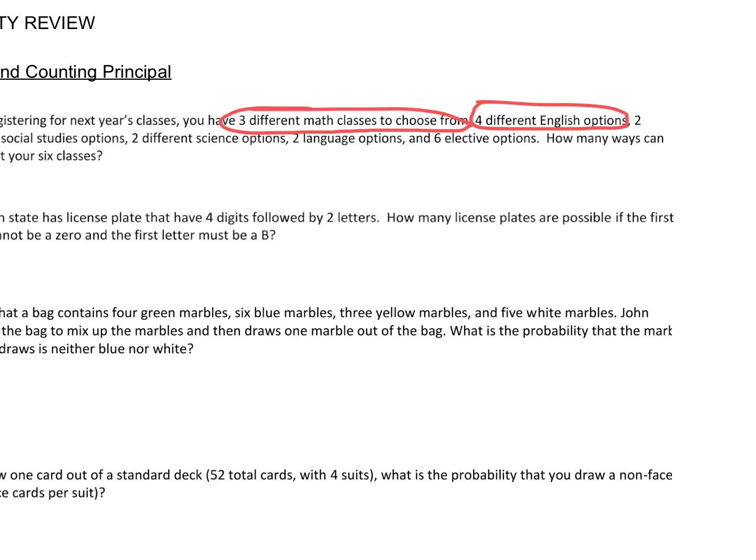What do you do with all these choices? You multiply them. That's all there is to it. So it's 3 times 4 times 2 times 2 times 2 times 6. And that's how many different schedules you could have. So when you have a whole bunch of choices, you multiply your choices.